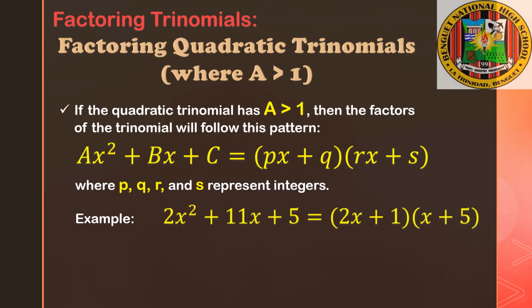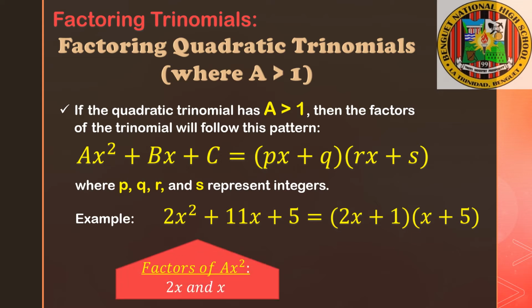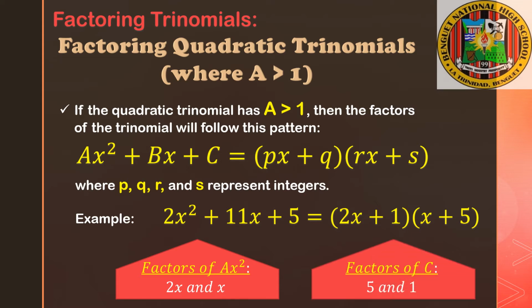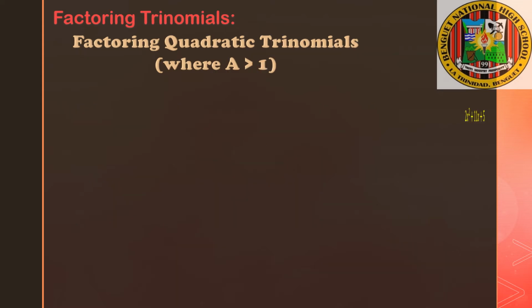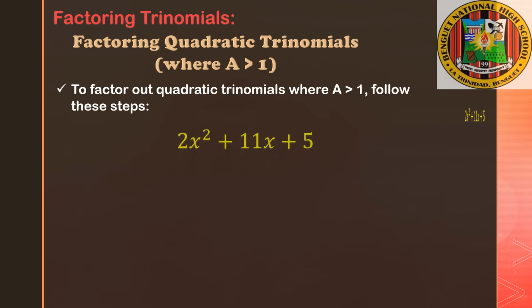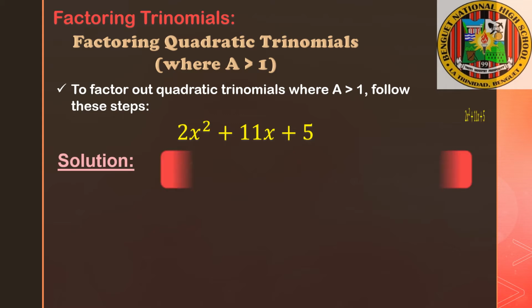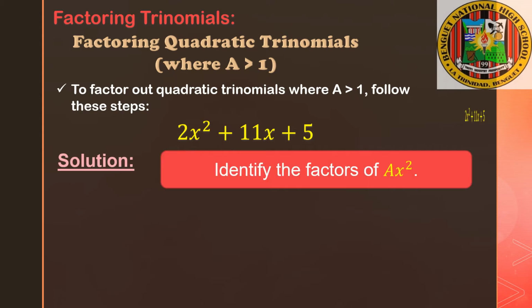Two things are important to know in factoring this kind of trinomial. First are the factors of the first term, ax squared, and second, the factors of the last term, c. Let's follow then the steps involved in factoring these quadratic trinomials. First, we identify the factors of the first term represented by ax squared. For the given polynomial, we will factor out 2x squared.